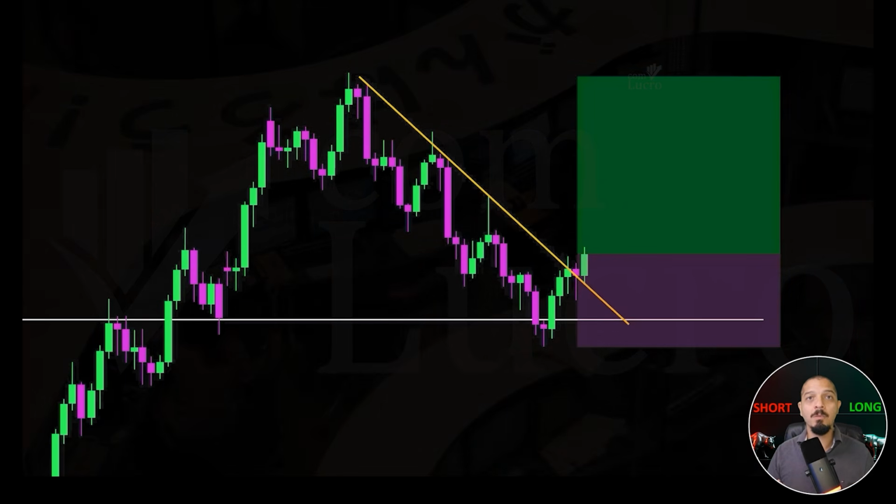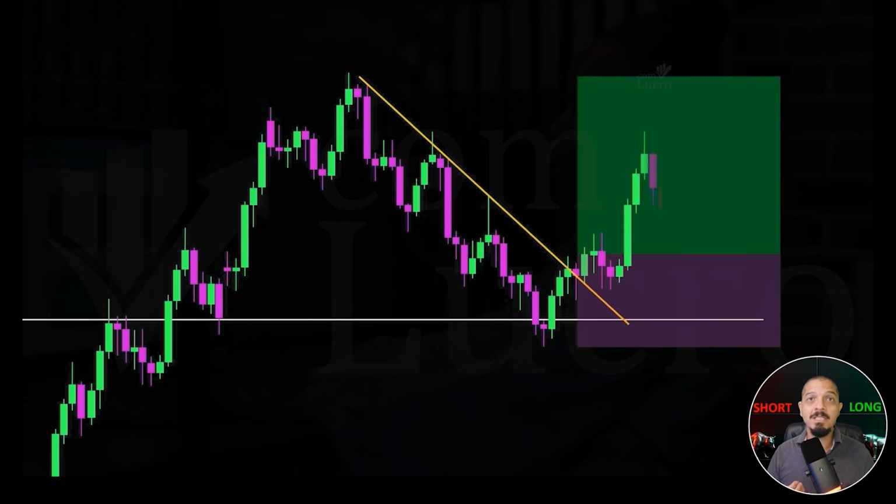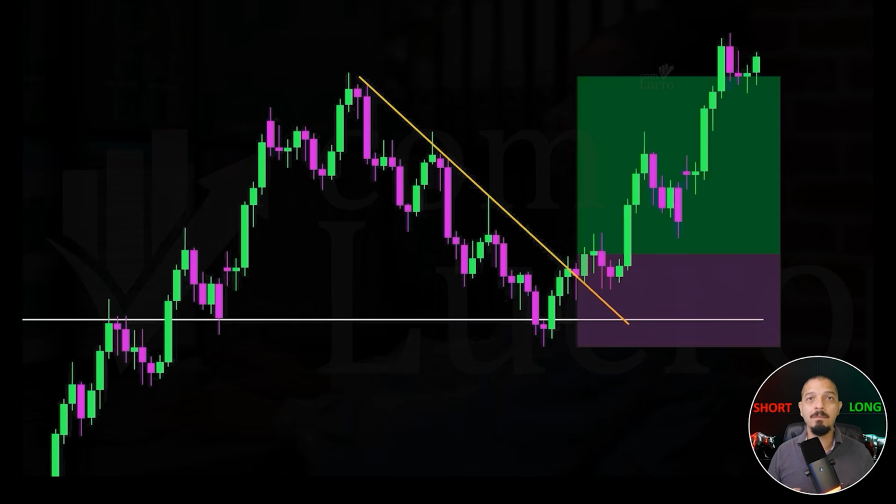Place your stop loss below the swing low and set your first target at the swing high. This confirms that the short-term downtrend has ended and price is ready to continue upward, following the main bullish trend.